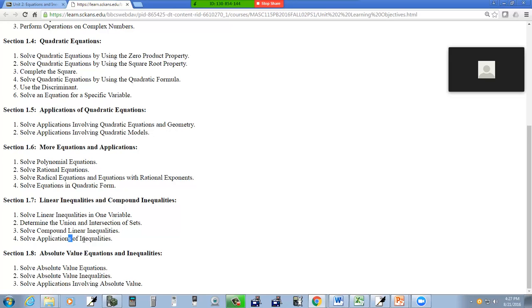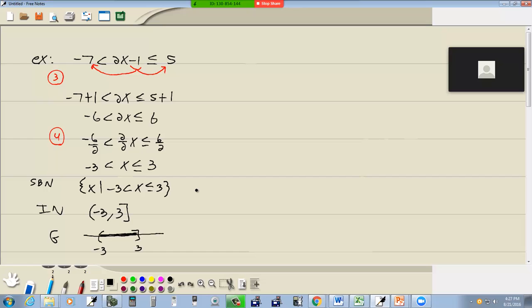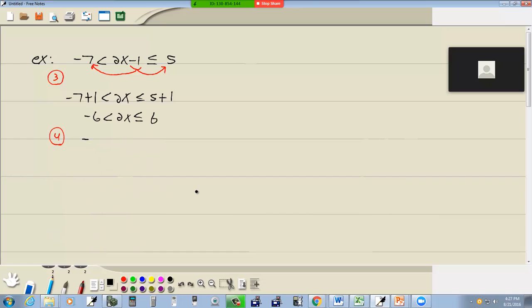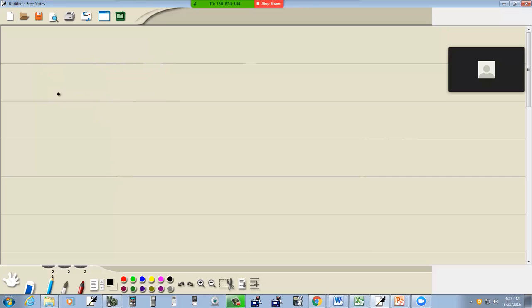And no time for the applications of inequalities. So let's come down here to solving absolute value equations, section 1.8. And let me clear this off. We got a formula for absolute value equations.